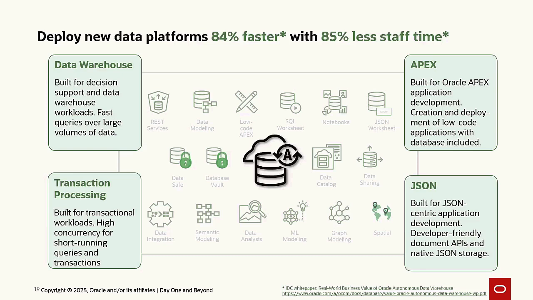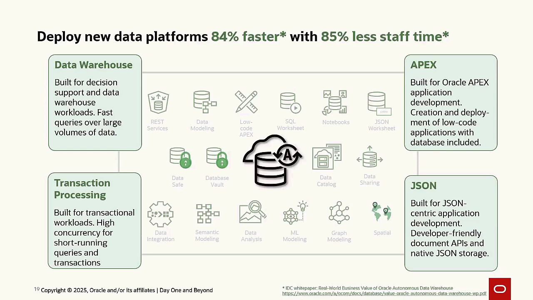Here at the bottom right quadrant, you see Autonomous JSON. Oracle Autonomous JSON Database is designed for developing NoSQL style applications that use JavaScript Object Notation, that is JSON documents. Oracle Autonomous JSON Database is a cloud document database service that makes it simple to develop JSON-centric applications. Its features include NoSQL style document APIs, things like Oracle SODA and Oracle Database API for MongoDB, as well as serverless scaling and high performance transactions.